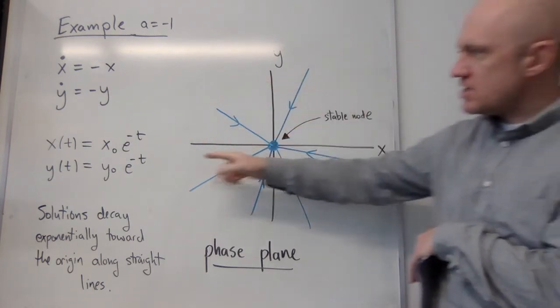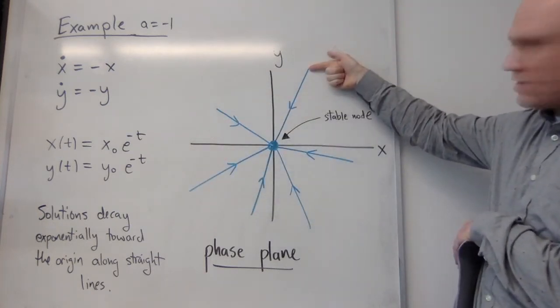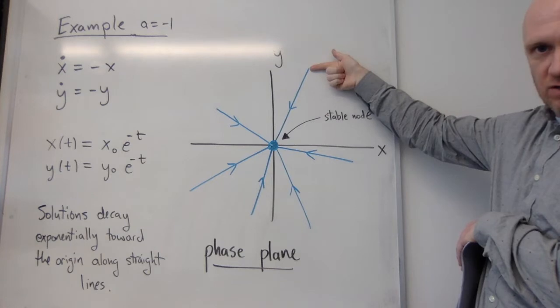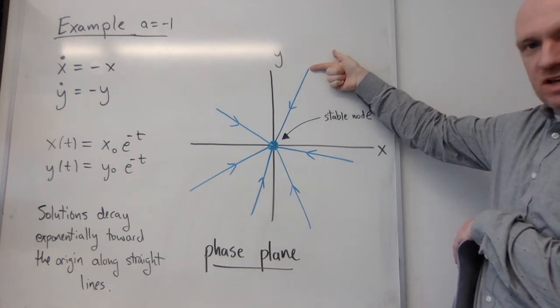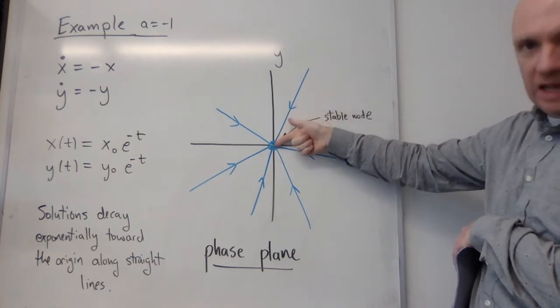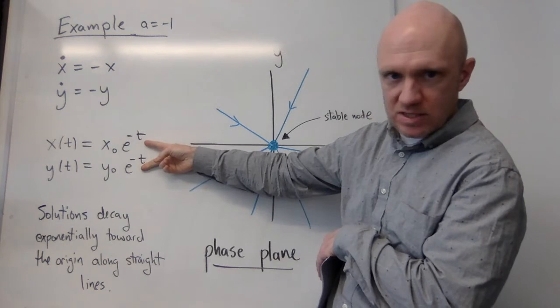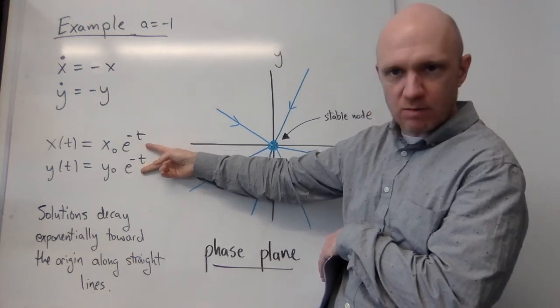In this case, these solutions are going to start somewhere. Let's say one solution starts right here. This is the point x naught, y naught. And what is it going to do? It's going to exponentially decay toward the origin. And it's going to do so along a line. The reason it does so along a line is because the decay is essentially the same in both coordinates, e to the minus t and e to the minus t.